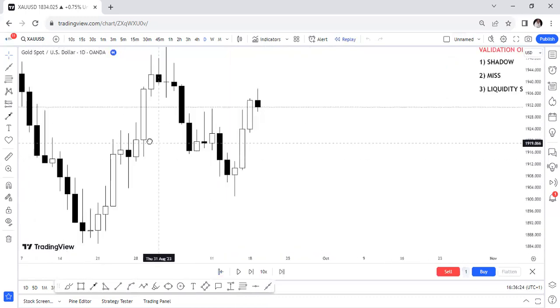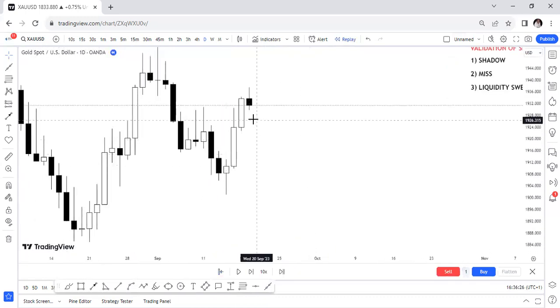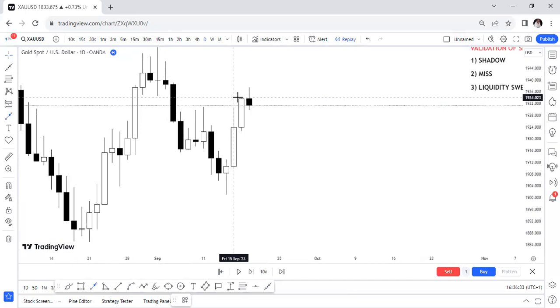Let's say this is where we are right now. Now we draw our SNR level. This is our SNR level, right? So what do you want to see in this level? Do we see the body or the wick?